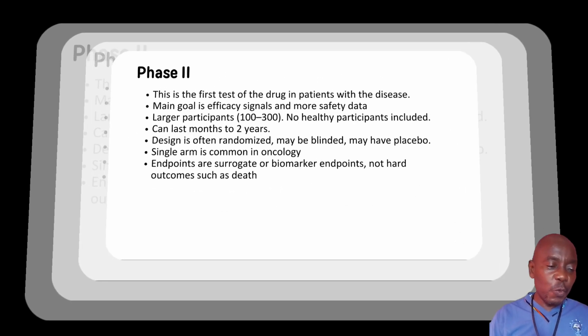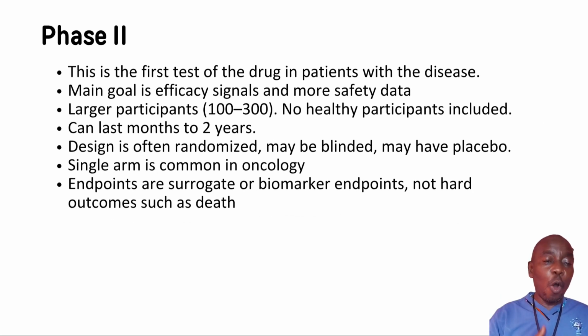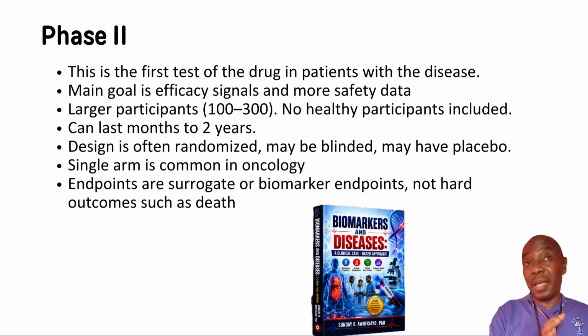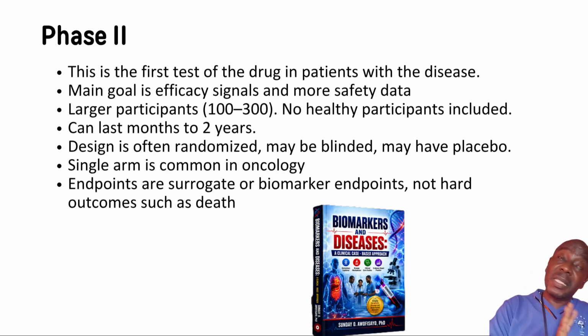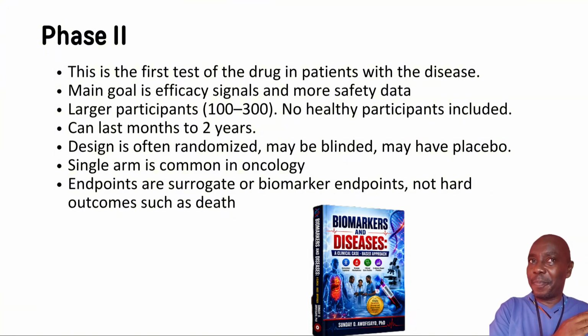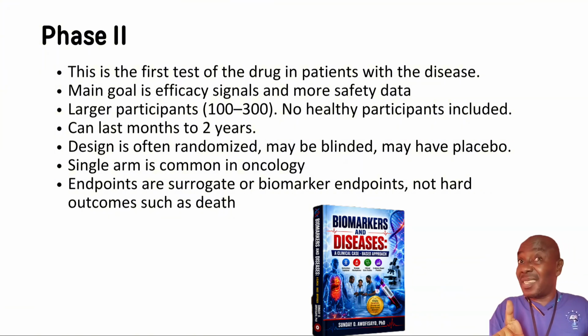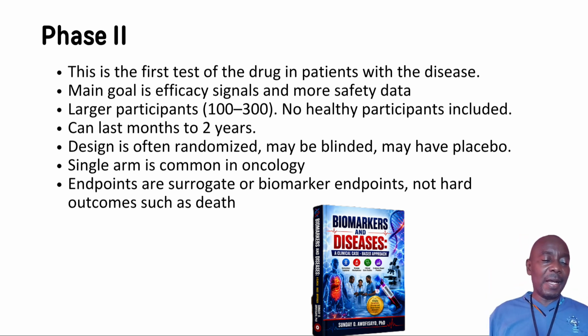Right, so let's move on to phase 2. Phase 2, this is the first test of the drug in a patient. We have said before that phase 1 is healthy volunteers or participants, except for some particular critical conditions. Then phase 2 is the first time we're actually trying this out in people that have the disease for which this drug is being held out. So the main goal is efficacy here. And we're also still looking at safety. Because these are sick persons, we still want to be sure that it does not complicate their issues.